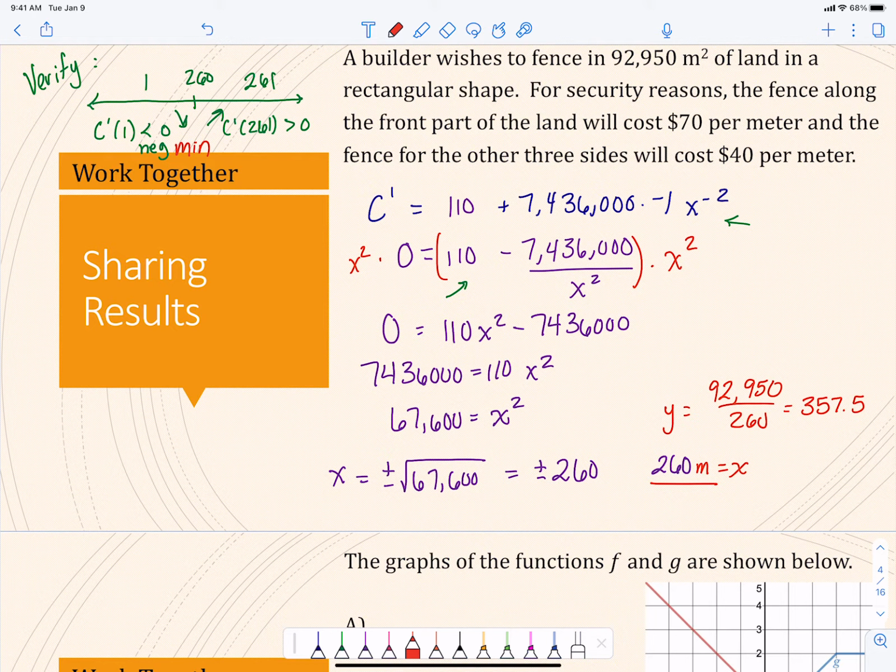That's going to give us 357.5. Then if we want the total cost, what that actual minimum cost is, we can go back to our original cost function and plug in the dimensions that we found. I'm grabbing my calculator and plugging in these two numbers, and we get that it's 57,200.